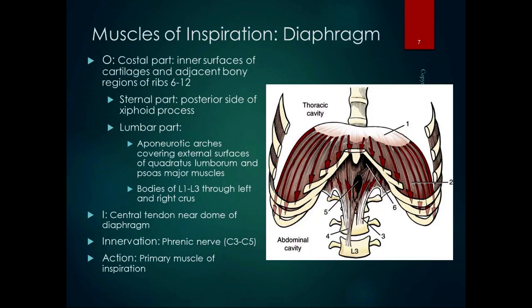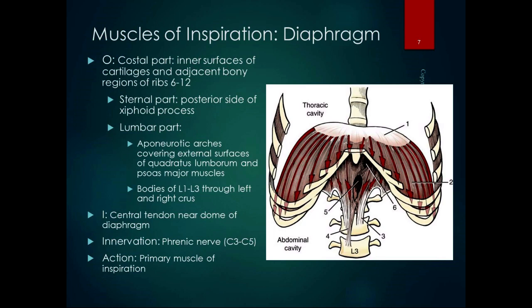So the diaphragm is the primary muscle of inspiration. All of the other ones we've talked about, the origins and insertions and actions and innervations, in previous chapters. The diaphragm is only dedicated to inspiration. It does not do any other action in the body. So its origin has a costal part, and a sternal part, and a lumbar part. So the costal part is the inner surfaces of the costal cartilages and adjacent bony regions of ribs 6 through 12. So it has quite a broad origin around the ribs.